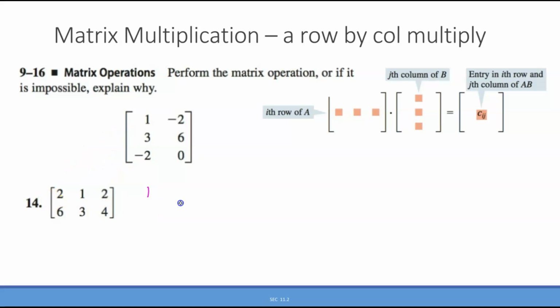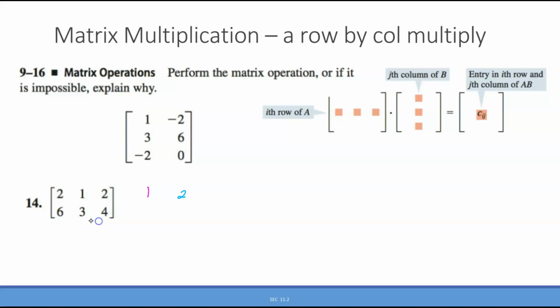Okay, every row gets matched up with every column. We're going to pair up corresponding entries. These get multiplied. 2 times negative 2 is a negative 4. 1 times 6 is 6. 2 times 0 is 0. Then I'm going to add these up. Negative 4 plus 6 is 2. 2 plus 0 is 2. And that's the entry that goes there.